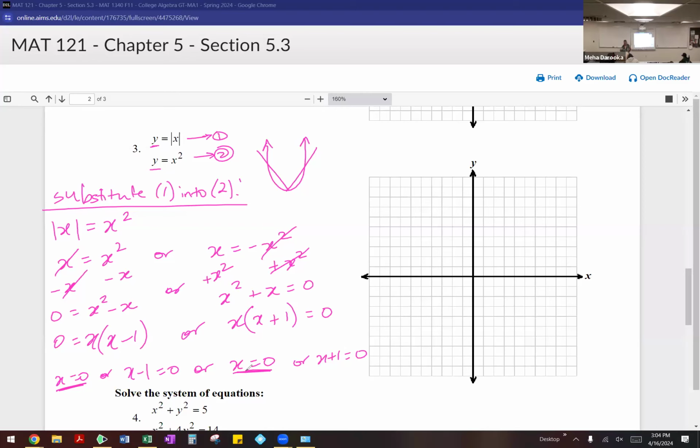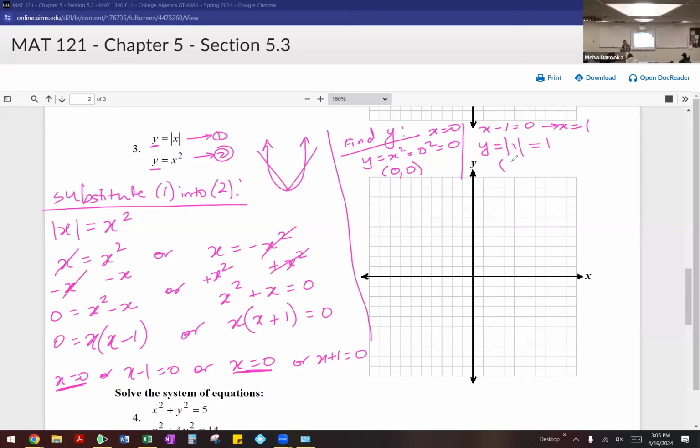Kind of running out of space here. Let's find y. So let's see, if my x is 0, y will be x squared, which will be 0 squared, which will be 0. So your ordered pair will be 0, 0. If my x minus 1 is equal to 0, that of course tells us x equals positive 1. So y equals, and again, you can use either one of those. We'll do absolute value of 1. Absolute value of 1 is 1. So that ordered pair comes out to be 1, 1.